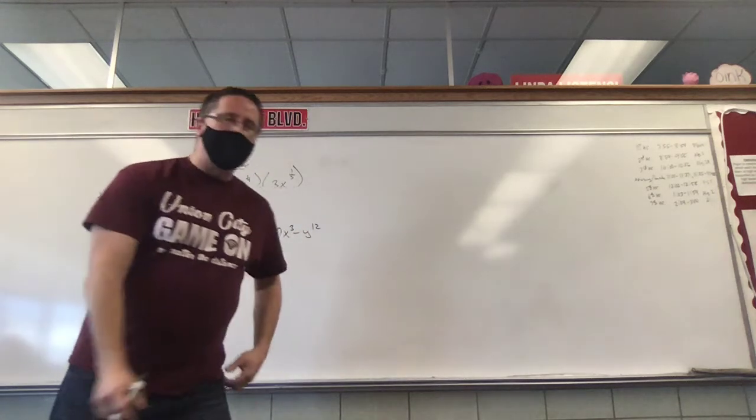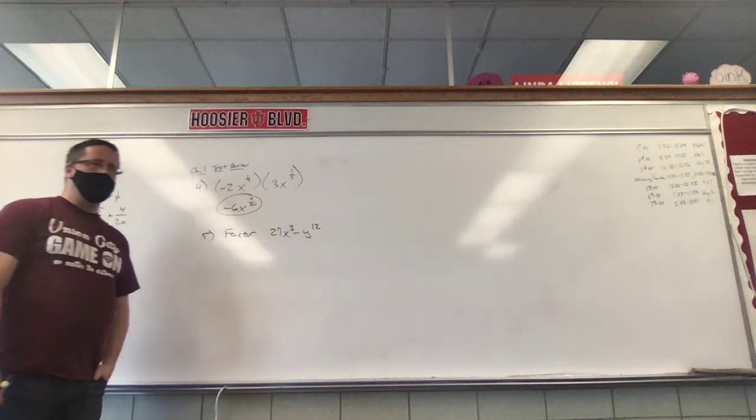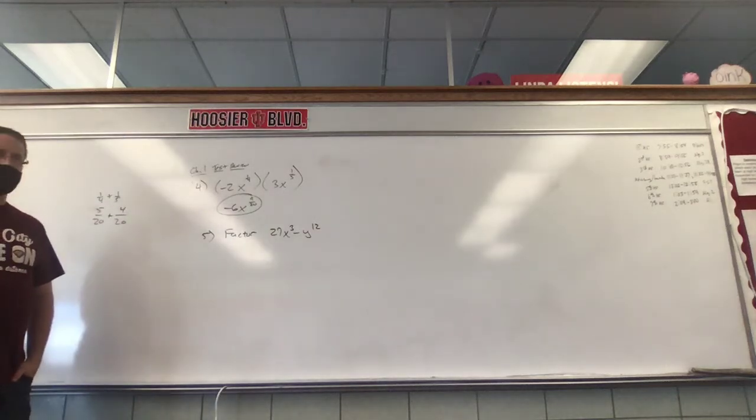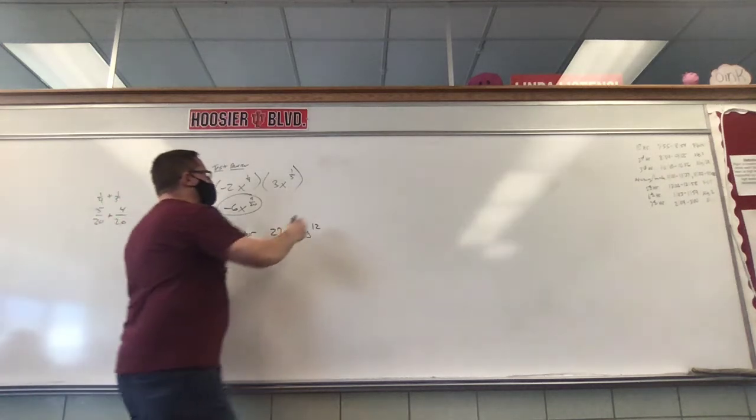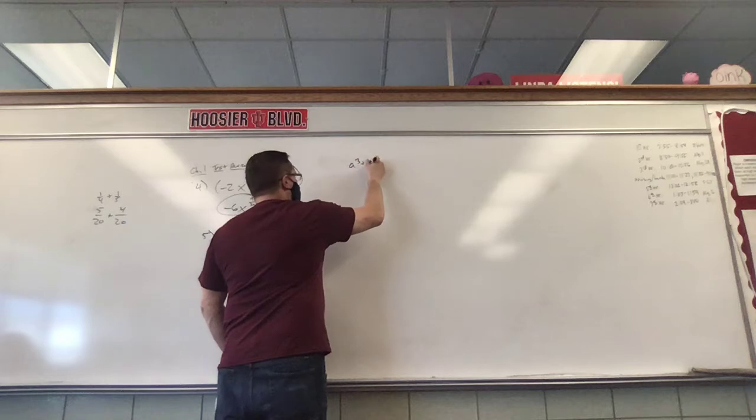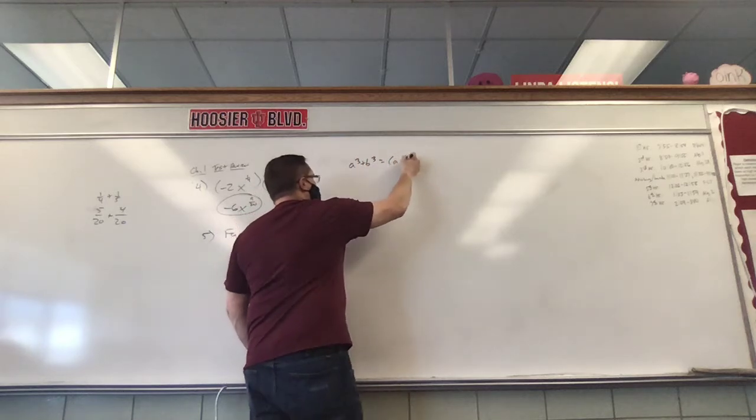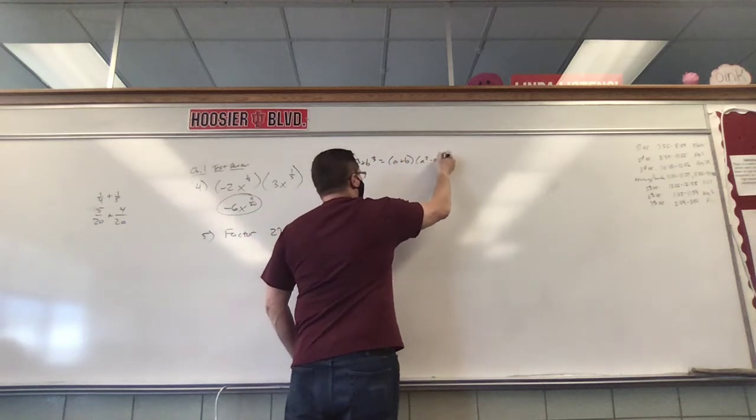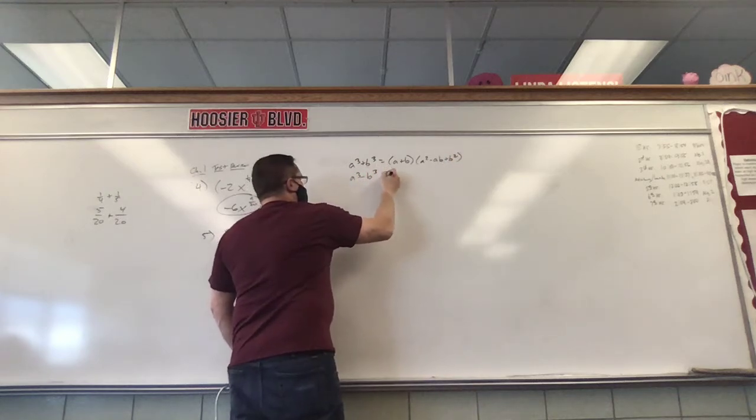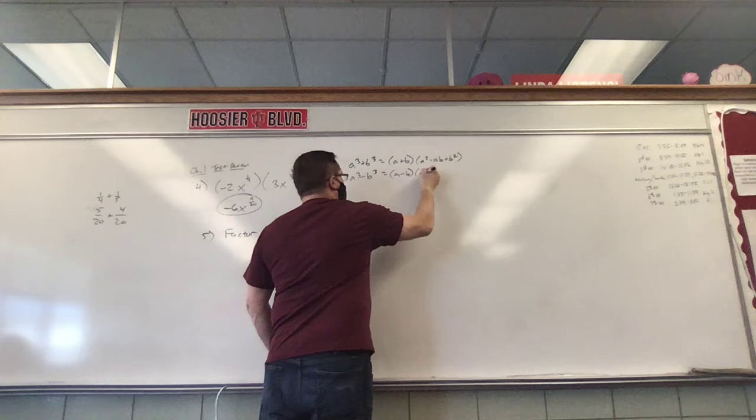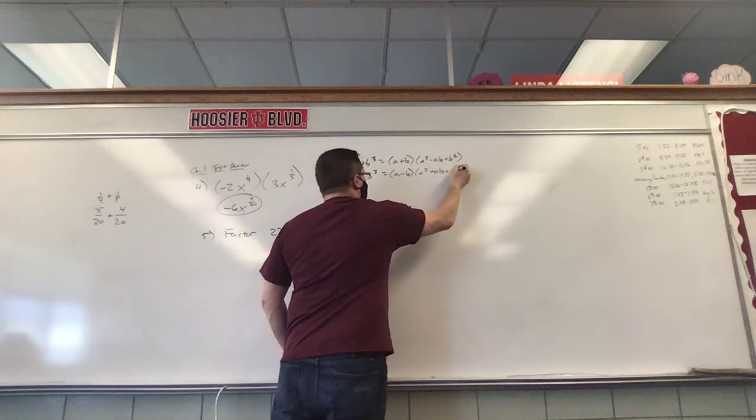The formulas I gave you, what the heck, I'll make it nice. I'll give you the formulas, and I'll write these on the board. I will not tell you when you need to use them or how to use them on test day. The formulas you'll see are a cubed plus b cubed equals a plus b times a squared minus ab plus b squared, and a cubed minus b cubed equals a minus b times a squared plus ab plus b squared.